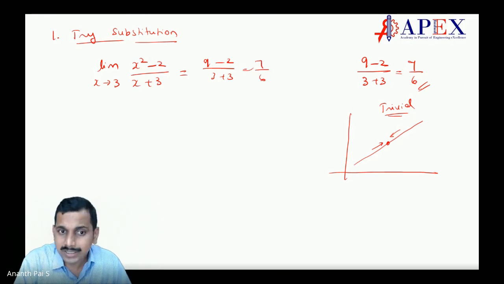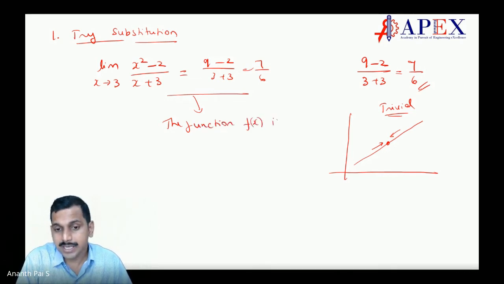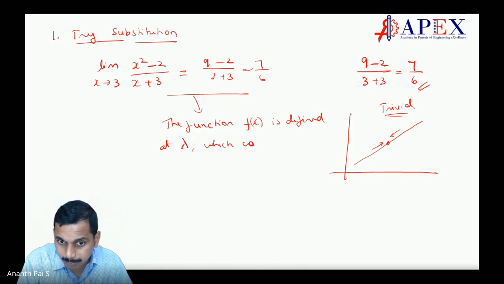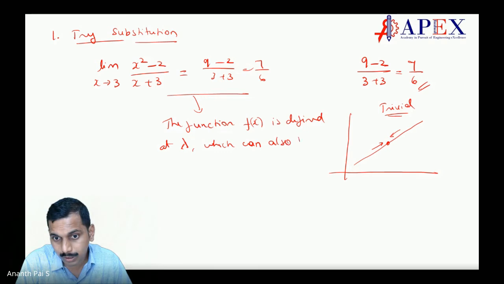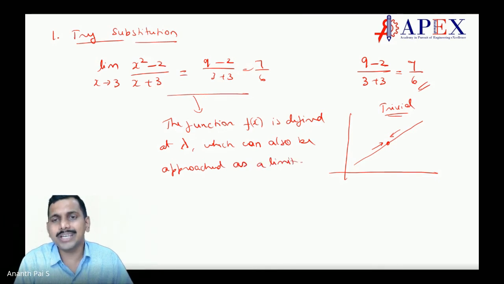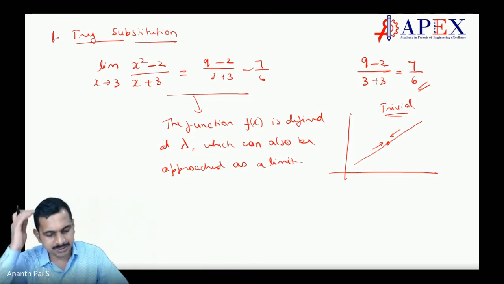That implies that the function f of x is defined at that point, but it can also be approached as a limit. And only these things can be seen using substitution. So first one always is try substitution. Write this down, students.